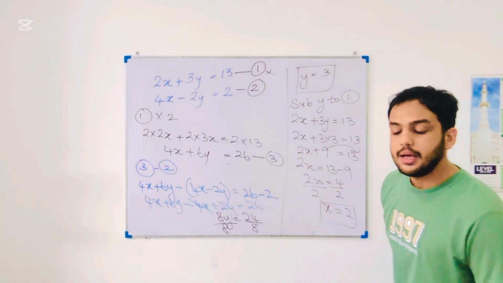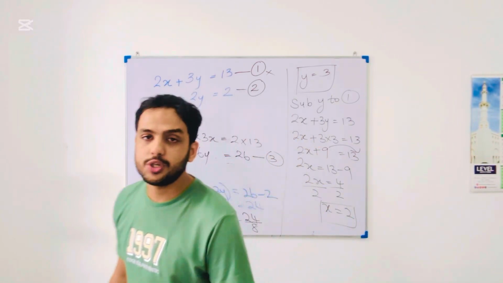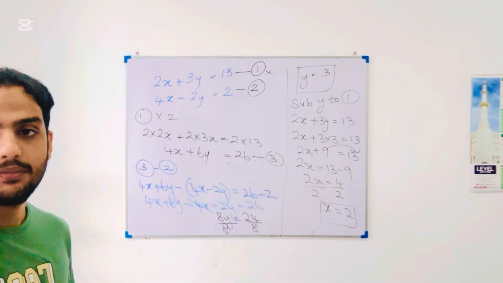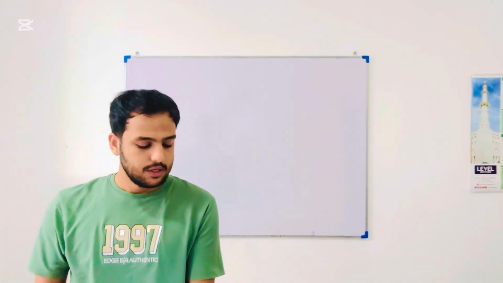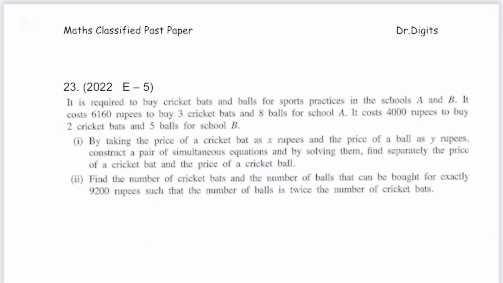Okay, now we'll get to the past paper questions that I told you we'll discuss. Your 2022 paper, one whole essay question, your fifth essay on 2022, is solely on simultaneous equations. It is required to buy cricket bats and balls for sports practices in school A and B.